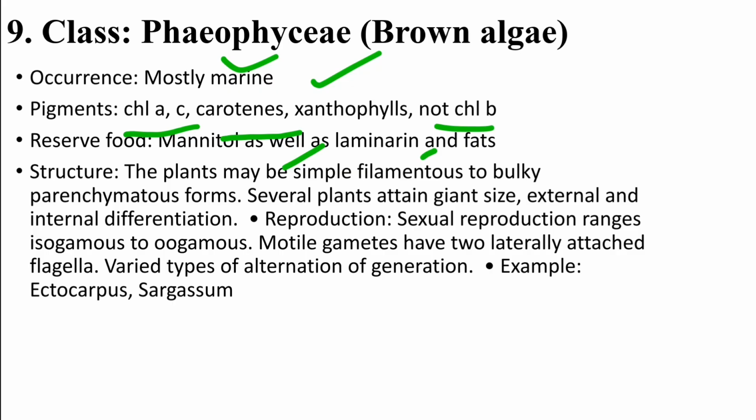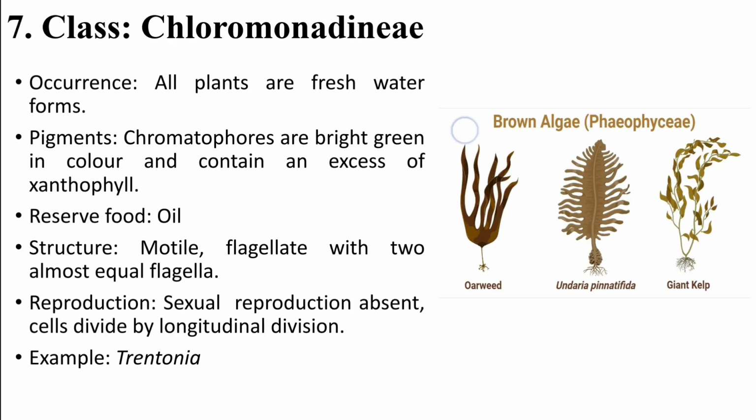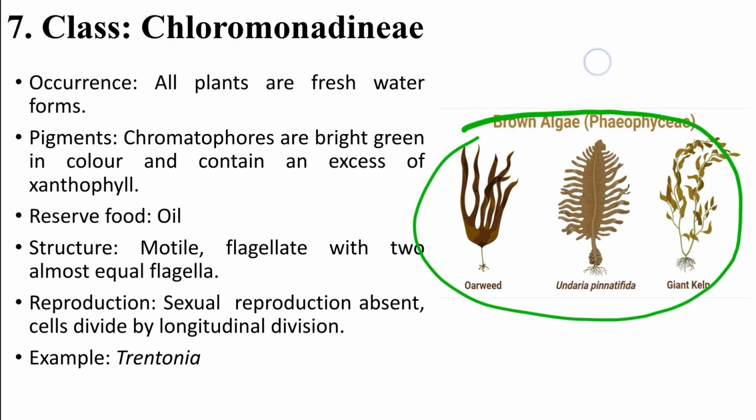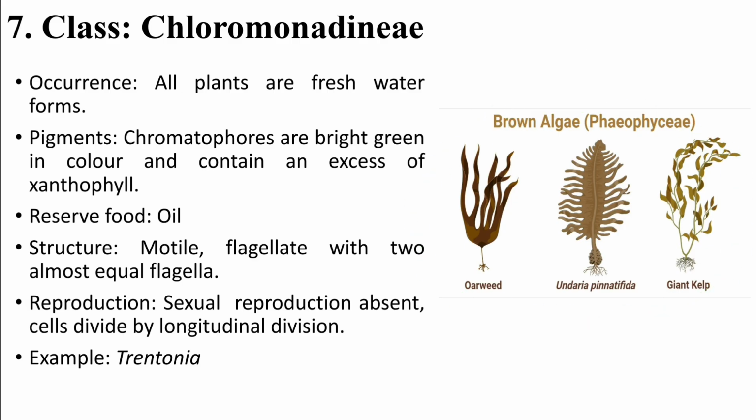Several plants or thallus attain giant size, with external and internal differentiation. Reproduction ranges from isogamous to oogamous. Motile gametes have two laterally attached flagella. There are various types of alternation of generation. Examples, Sargassum and Ectocarpus. And here I have given the diagram of brown algae or Phaeophyceae.